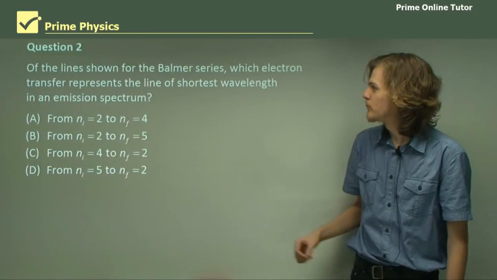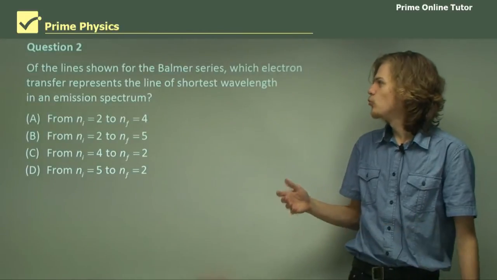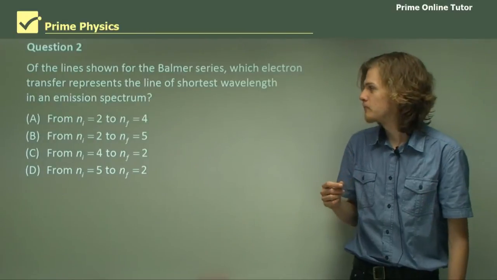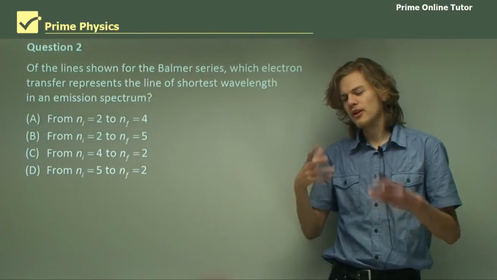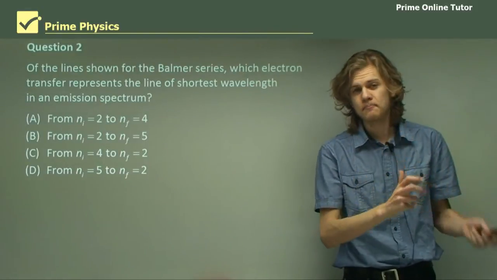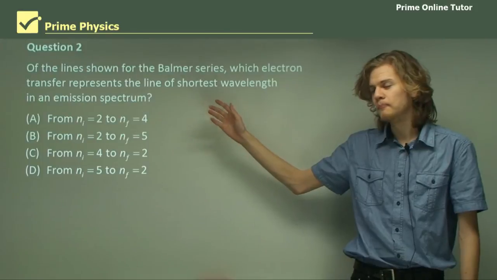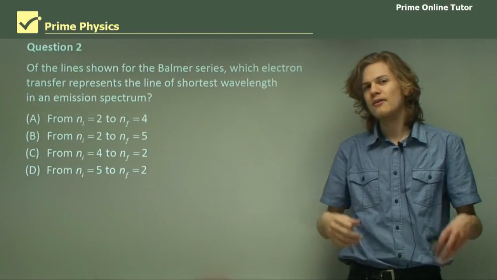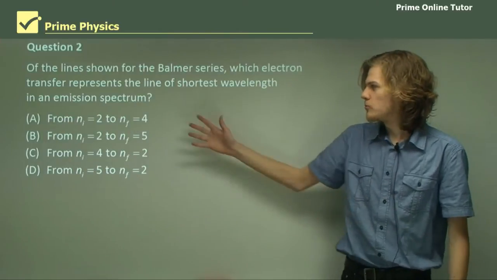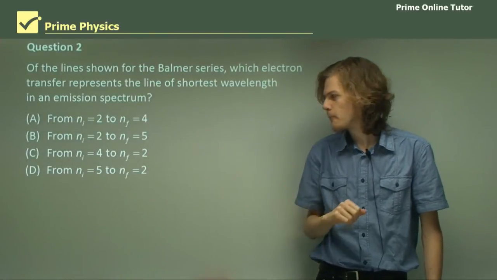Question 2. One of the lines of the Balmer series, which electron transfer represents the line of the shortest wavelength? So remember, when we're thinking about photons, short wavelength means high energy. So if we want the shortest wavelength in an emission spectrum, then we need to have a big energy jump. So we have a few options here: jump from a low number to a high number, or from a high number to a low number.